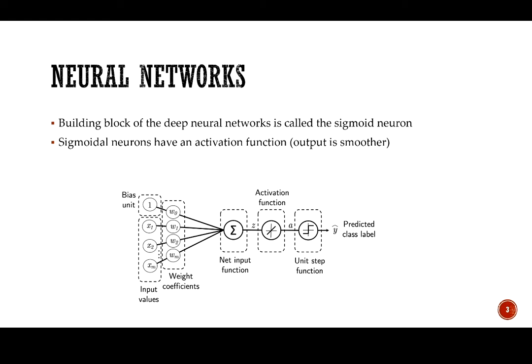As you can see here, there is an input layer, then weight coefficients, net input function, and then it goes through an activation function. The purpose of an activation function is to add some kind of nonlinear property to the neural network. Without it, the neural network would perform only linear mapping from inputs x to the outputs y.